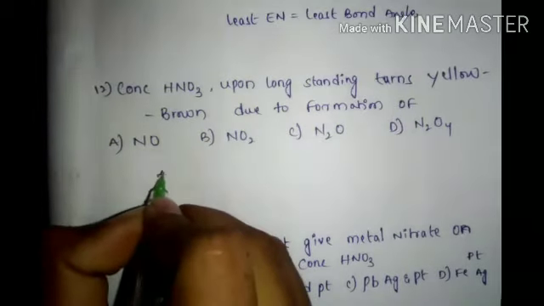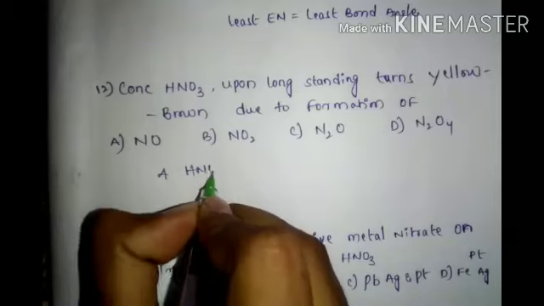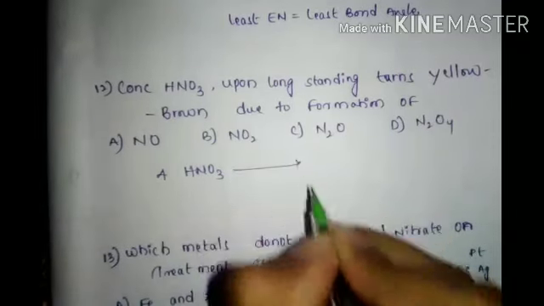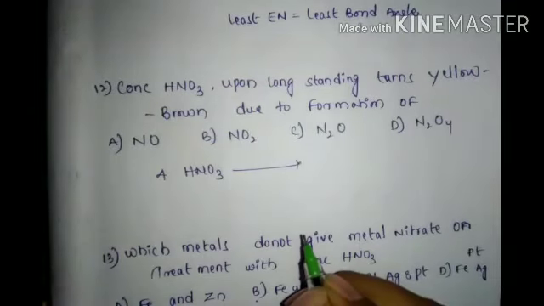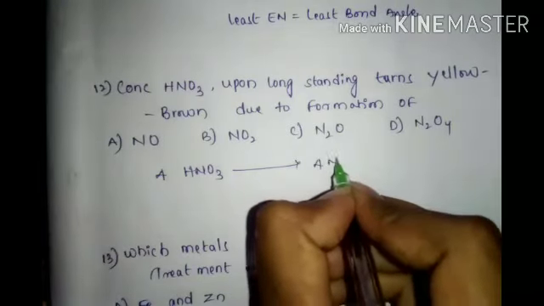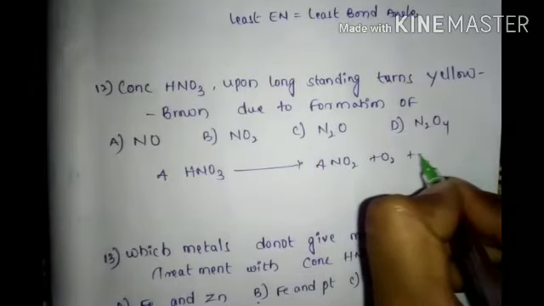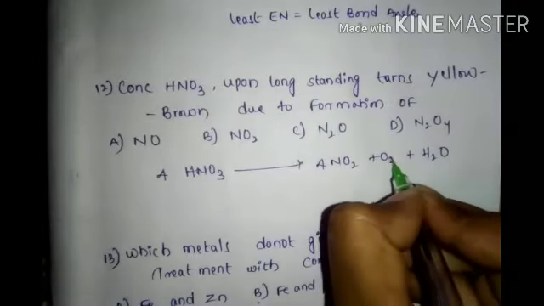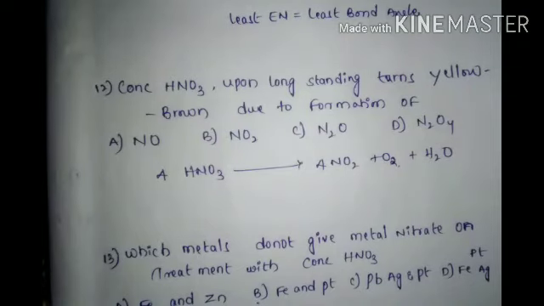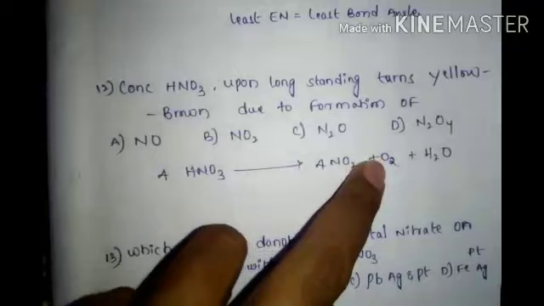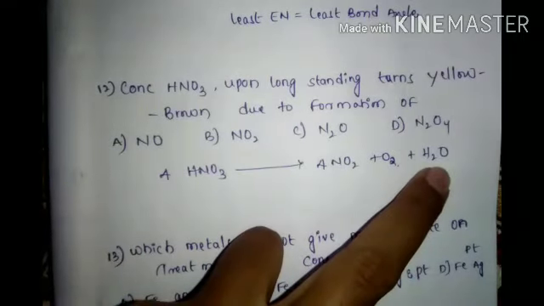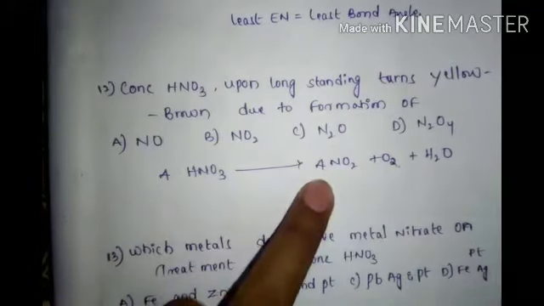Okay. What is the reason? It is 4 moles of HNO3 giving 4 moles of NO2 plus O2 plus 2H2O. This is the reaction. Standing for some years, HNO3, if it stays some more years, automatically NO2 will form, oxygen will form, water will form. Water will separate out, oxygen will evaporate, finally NO2.